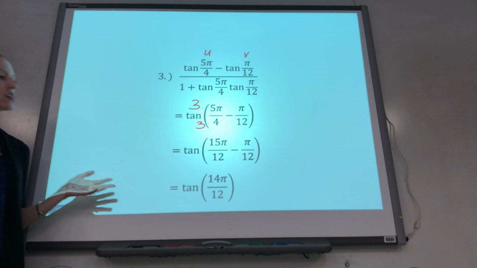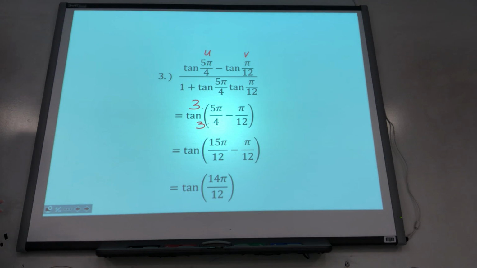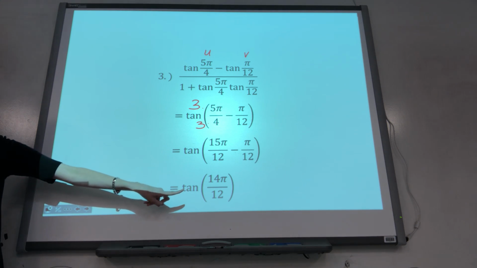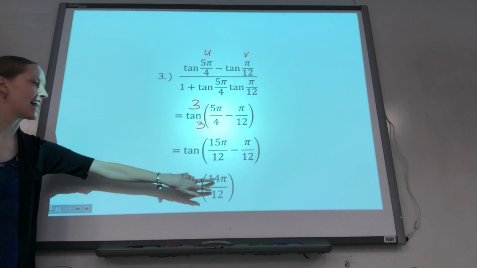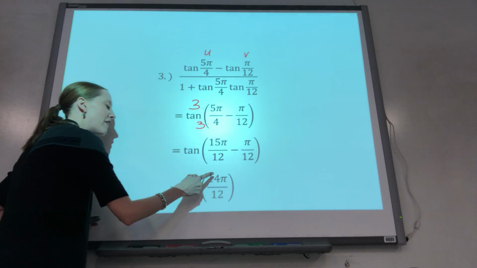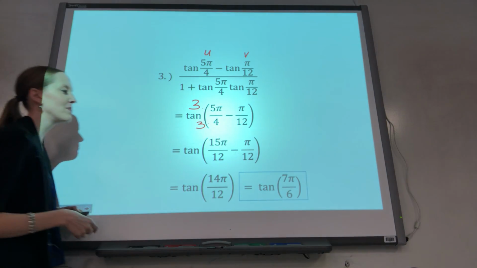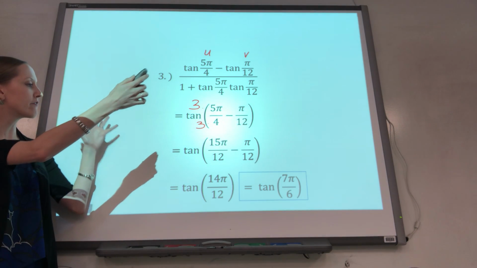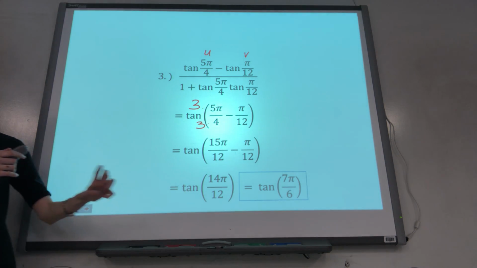That would be tangent of 14 pi over 12. Anything else we could do to that number? Yeah, let's reduce that. It just didn't feel right. Divide by 2 on top and bottom, and so that would be tangent of 7 pi over 6. Okie doke. Questions about working backwards, going from the spread out version to the condensed version?